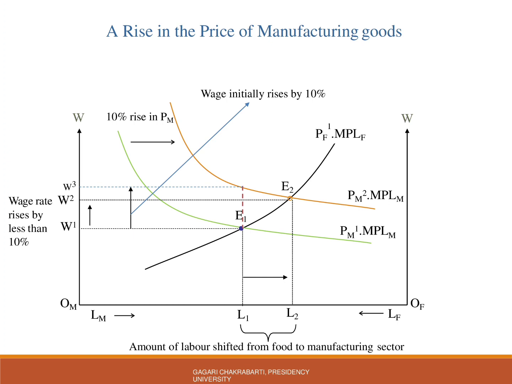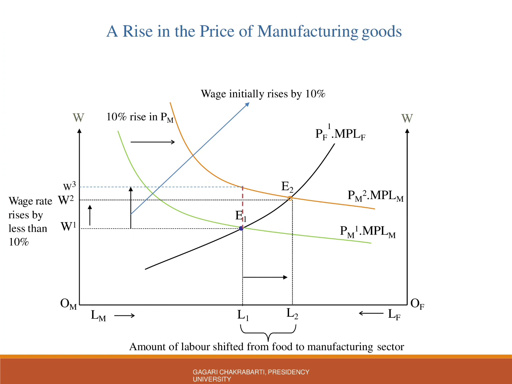Now, given this, let us consider what has happened to the real returns to the factors of production. Here PM has increased by 10%, however W has increased by less than 10%. So what should happen to W by PM? W by PM must fall. However, W by PF must rise, because W has increased not by 10% but by, say, 8%, whereas PF is unchanged. Therefore, W by PF will increase.